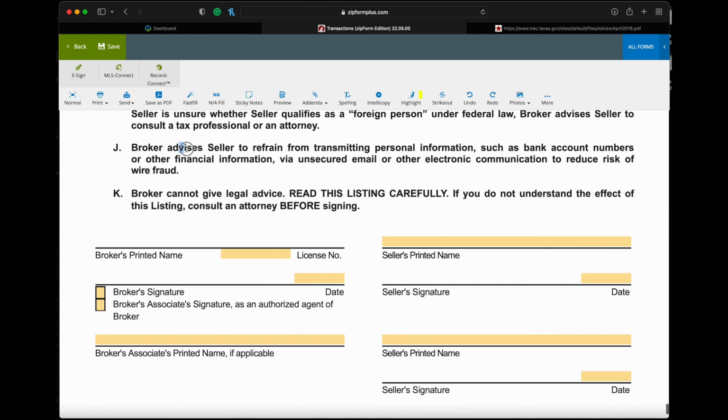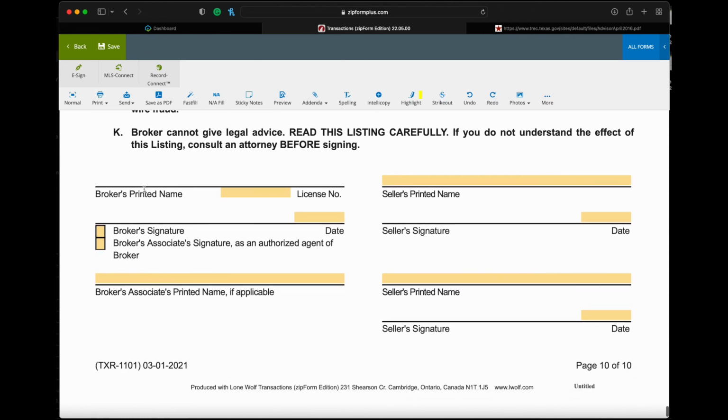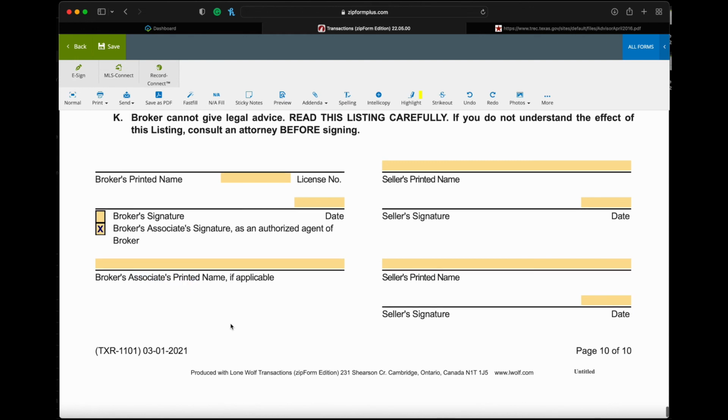It's also very important to make sure that they don't send out their personal information by email and things like that. This is obvious: broker's printed name, the broker's license number. This here is you, right? Your name, then the date, and then your signature. Remember, broker's associate, that's you. Then seller's printed name, seller's signature.